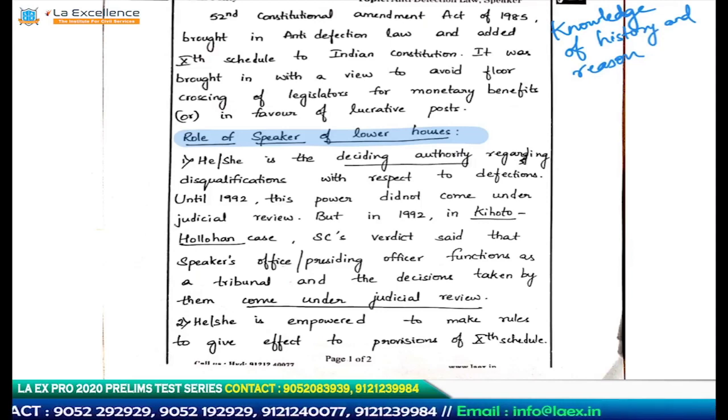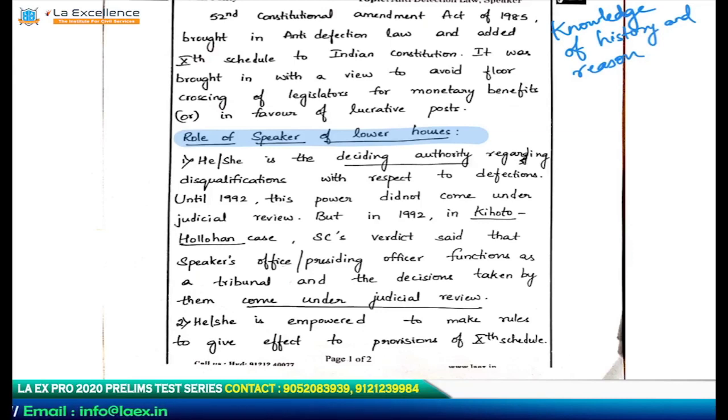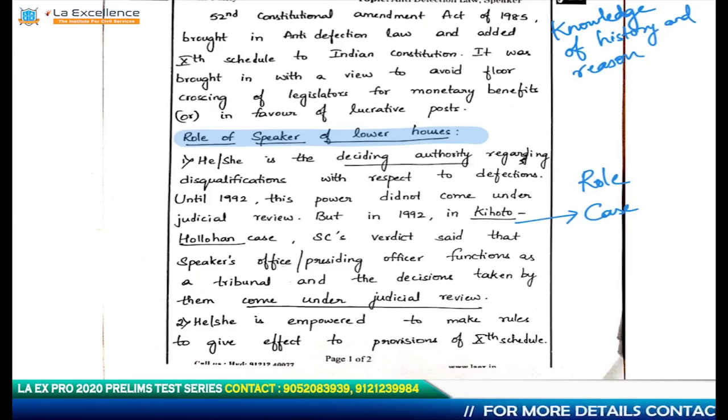Okay, so here he is mentioning that the Speaker is a deciding authority with respect to defection. He has also mentioned a Supreme Court case wherein it said that the Speaker's office comes under judicial review. So he has made an important point about the role of the Speaker. That is a good point.